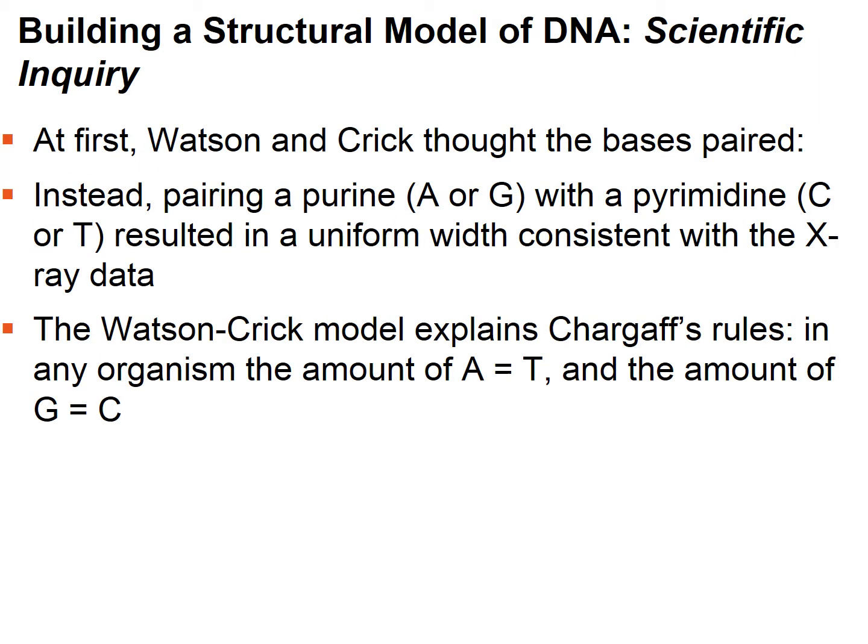Now at first, Watson and Crick thought the bases paired like with like. So for example, they thought A paired with A, T with T, etc. But that didn't produce a uniform width. They found instead that pairing a purine, which are adenines or guanines, with a pyrimidine, which were cytosines or thymines, resulted in a uniform width consistent with the X-ray data that was obtained by Franklin.